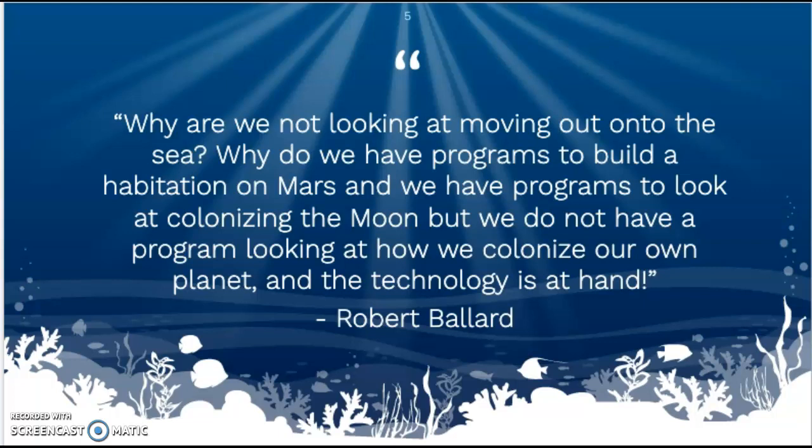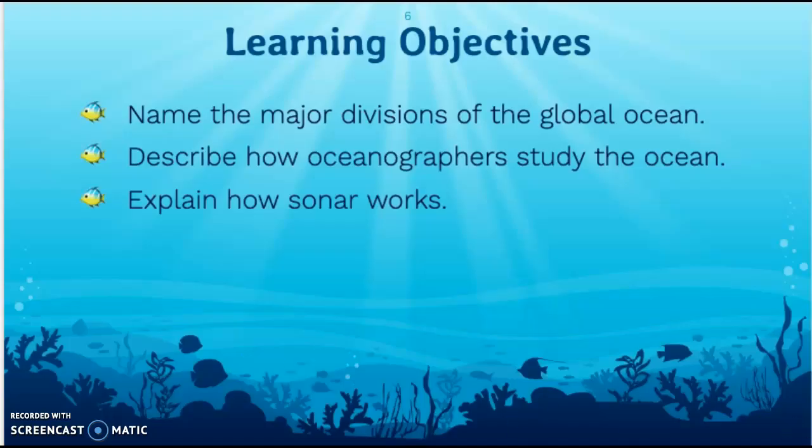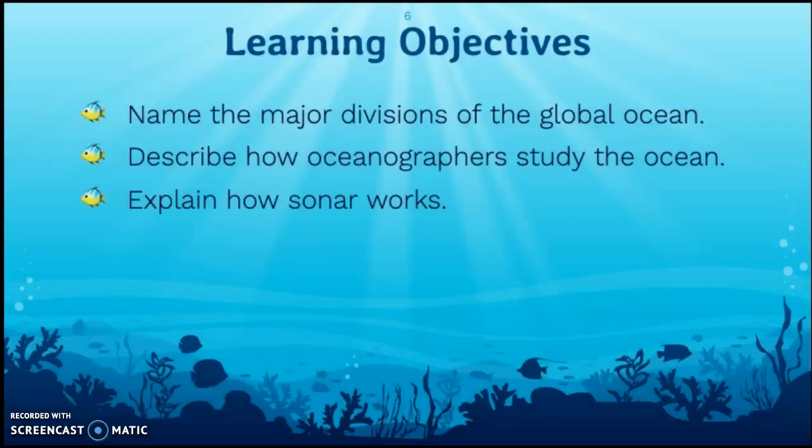Here's his quote: "Why are we not looking at moving out onto the sea? Why do we have programs to build a habitation on Mars, and programs to look at colonizing the moon, but we do not have a program looking at how we colonize our own planet, and the technology is at hand?" He feels like we could be colonizing the ocean, and that would be readily available. We're not having to wait until we get access to Mars or the moon to be able to send out human colonies.